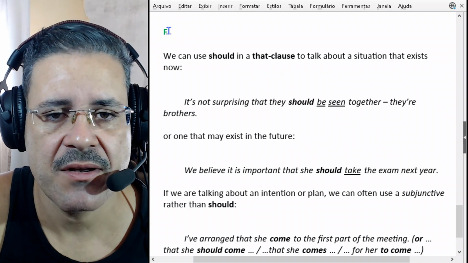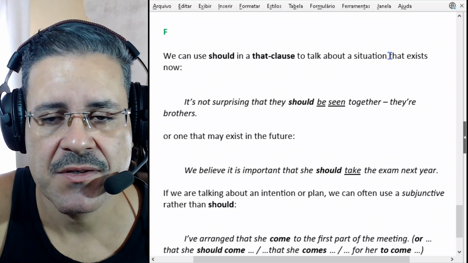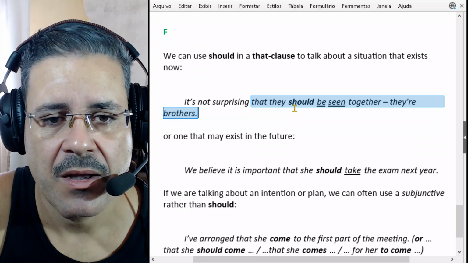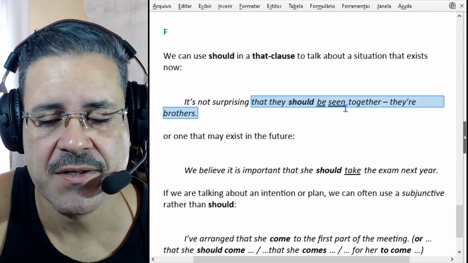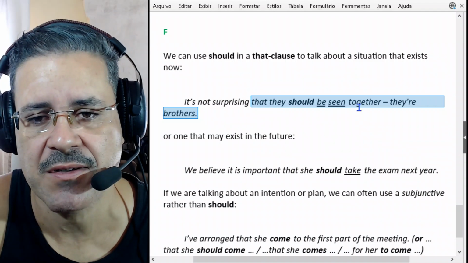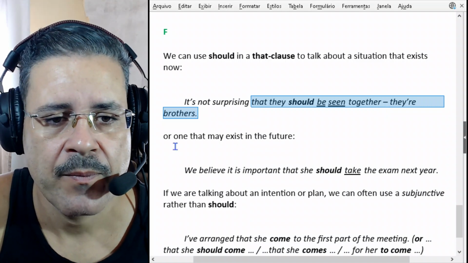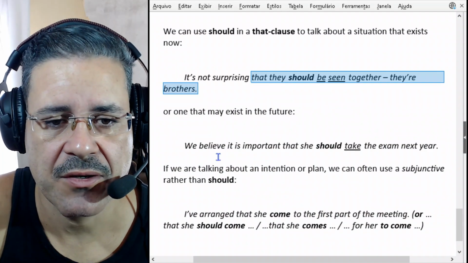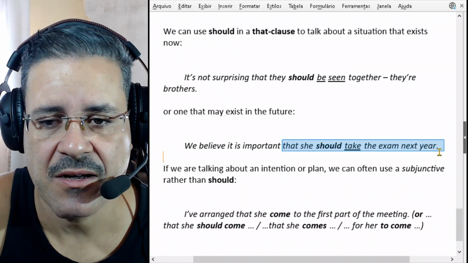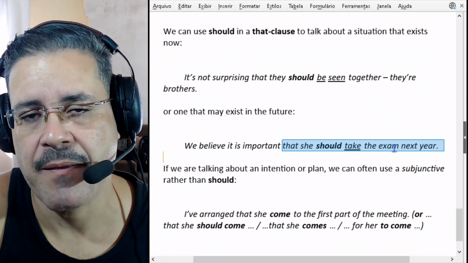Moving on to section F. We can use should in a that clause to talk about a situation that exists now. It's not surprising that they should be seen together. They're brothers. Or one that may exist in the future. We believe it's important that she should take the exam next year.